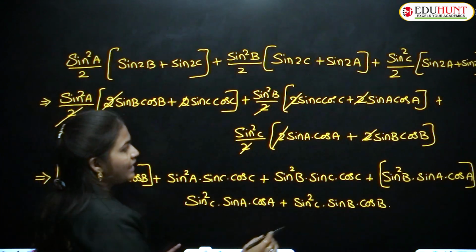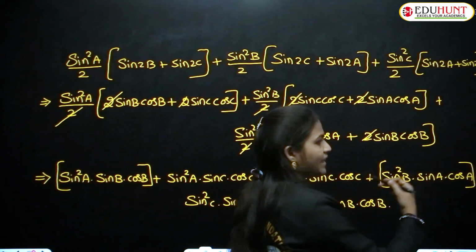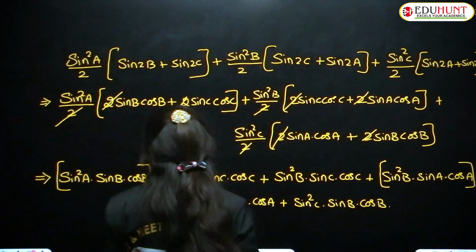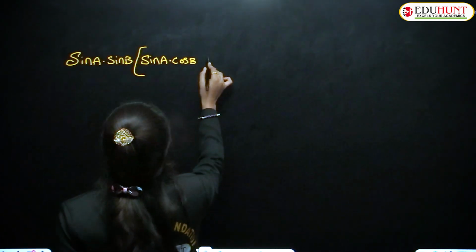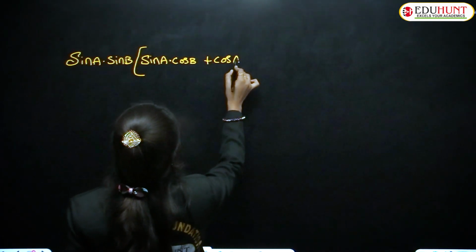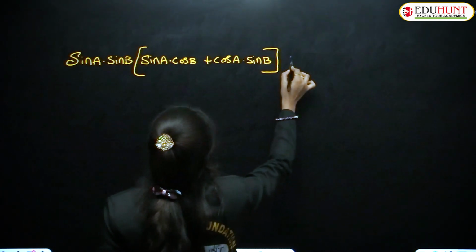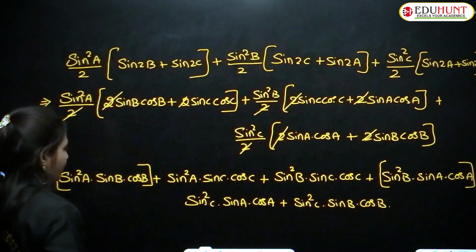And come to this one. Here we taken sin b sin a as common. So here one time sin b is there, no. So sin b cos a. So we can write this one as plus cos a sin b leftover. Okay, plus the second term.